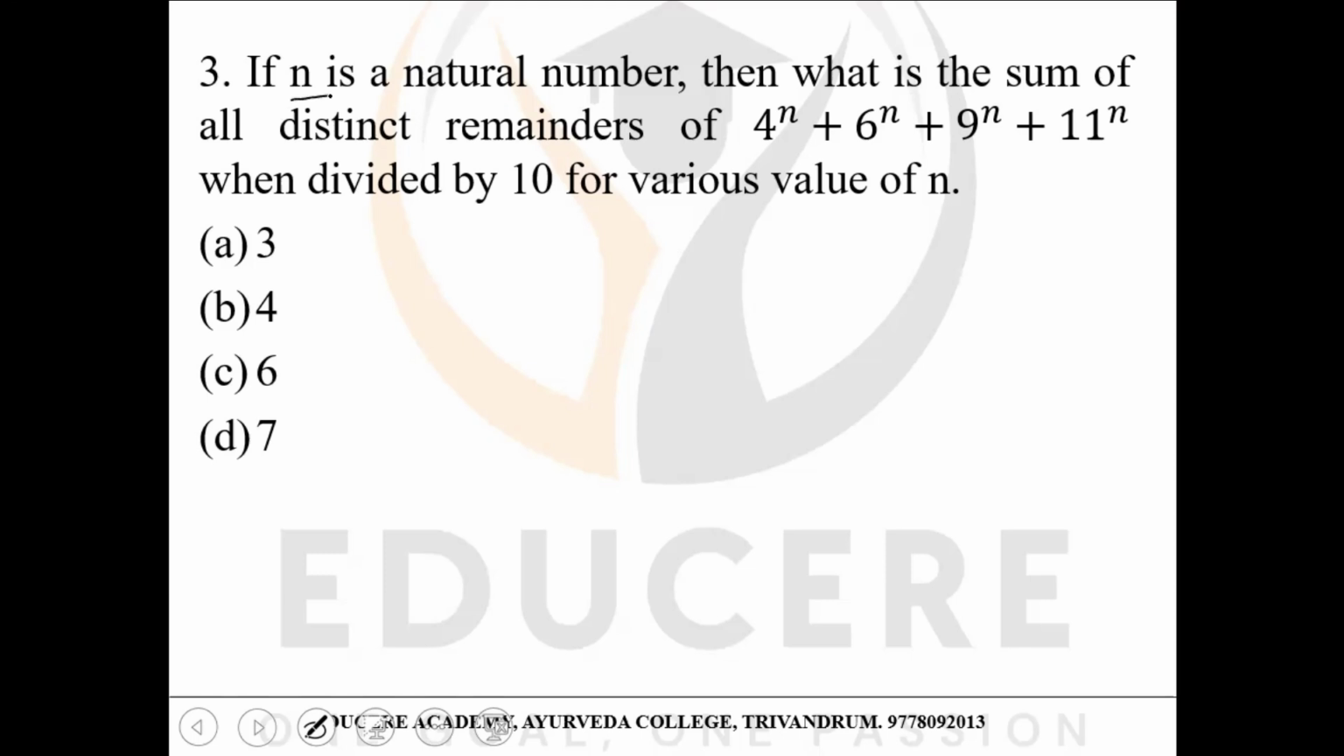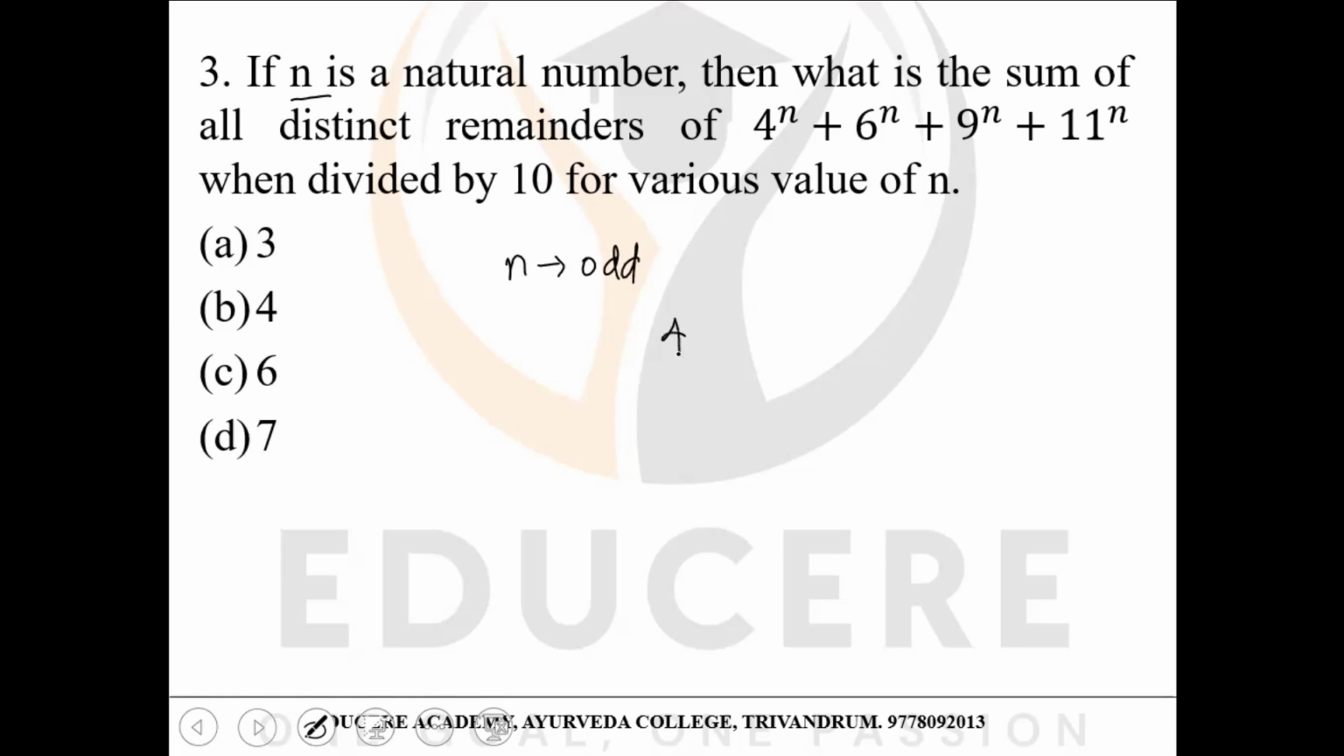Here, n is a natural number and they have asked you to find the sum of all distinct remainders of 4 raised to n plus 6 raised to n plus 9 raised to n plus 11 raised to n when divided by 10, for various values of n. Here also the division is by 10, so the remainders are actually the unit digit. So first, we take n as an odd number.